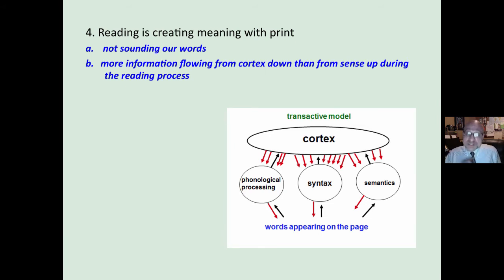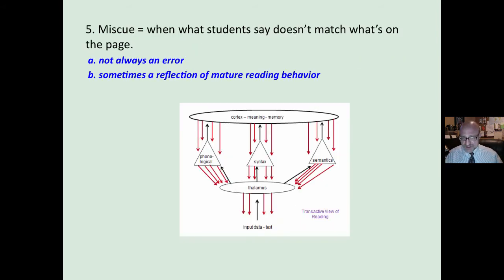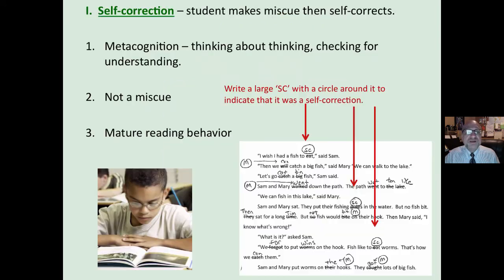Now remember, reading is not sounding out words, it's creating meaning with print. During the reading process, more information flows from the cortex down than from the senses up. It is a meaning-making process. The brain is trying to create understanding with print. A miscue is when what the student says doesn't match what's on the page. It's not always an error. Sometimes it's a reflection of mature reading behavior, as you will see.